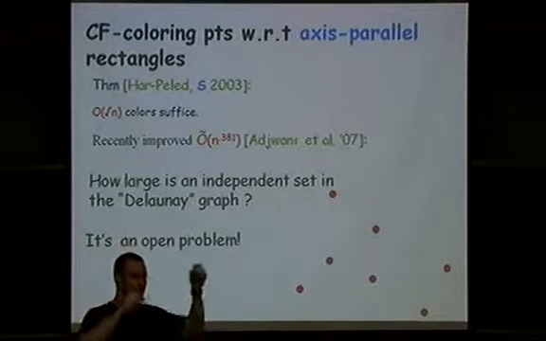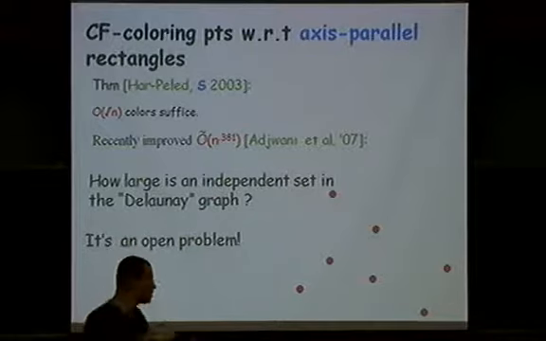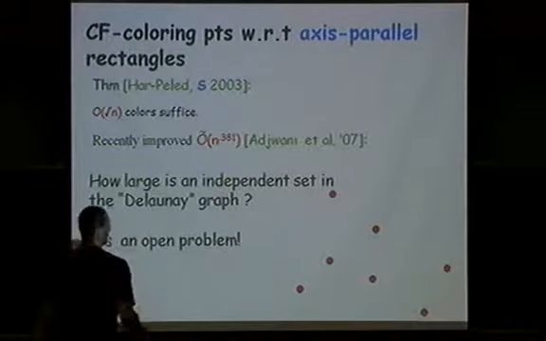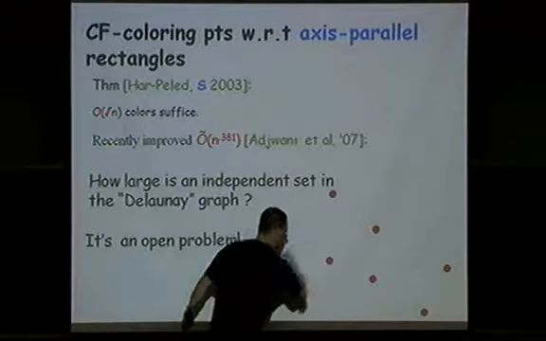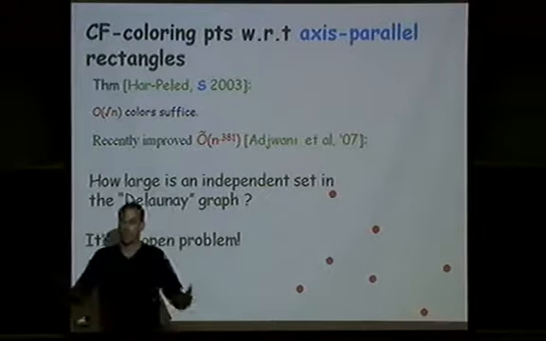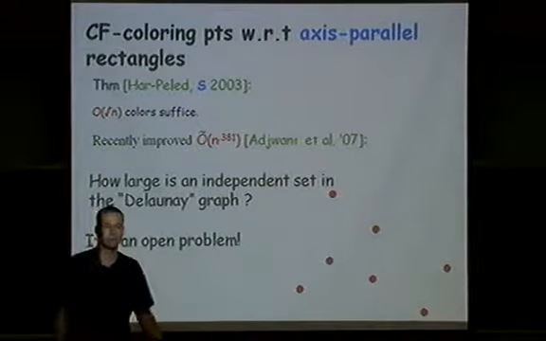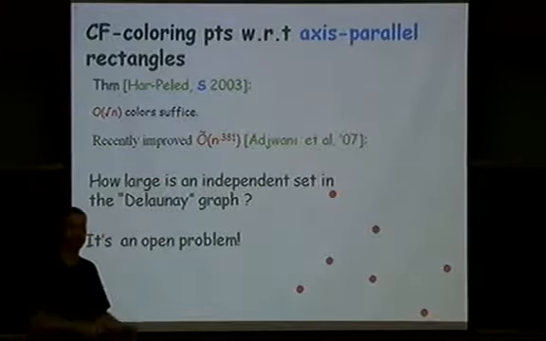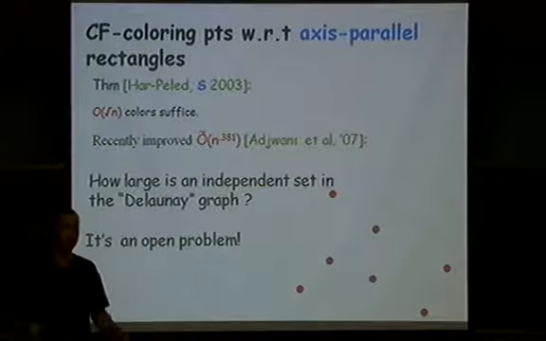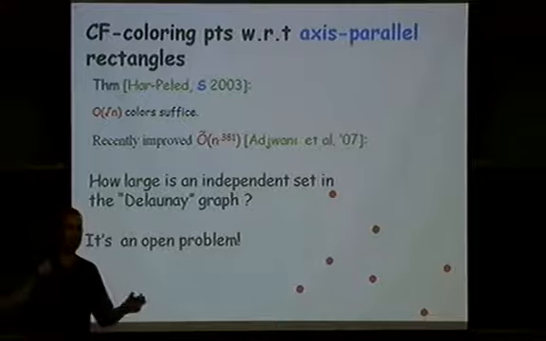Here is an open problem. You have a set of points in the plane. You connect two points by an edge if they can be separated by an axis parallel rectangle. Give some good bounds on the chromatic number of that graph as a function of the number of points. Widely open. The only lower and upper bounds are exponentially apart.